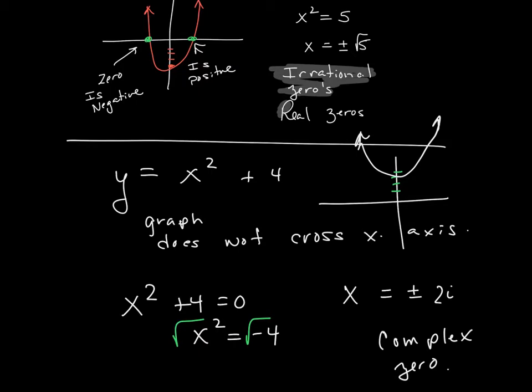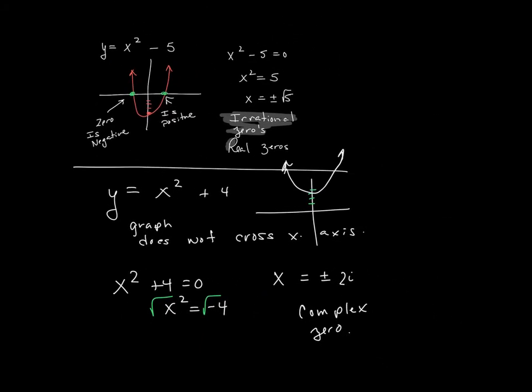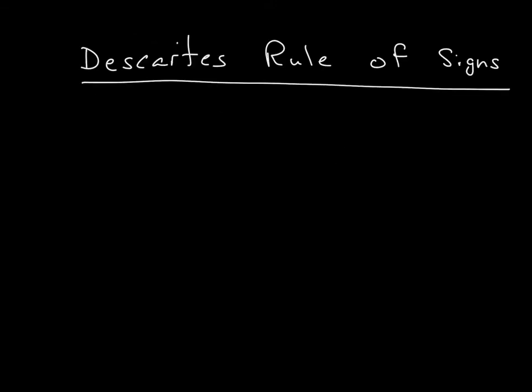So what we're going to be doing next is to talk about how to identify how many positive real zeros, negative real zeros, and complex numbers any polynomial function has. And that is called Descartes' rule of signs. So to determine the number of roots of any given polynomial, p of x is equal to ax to the n, all the way down to the coefficient.